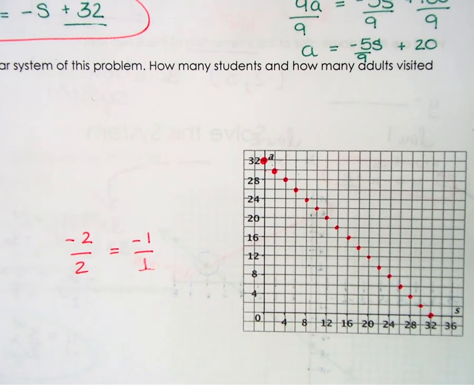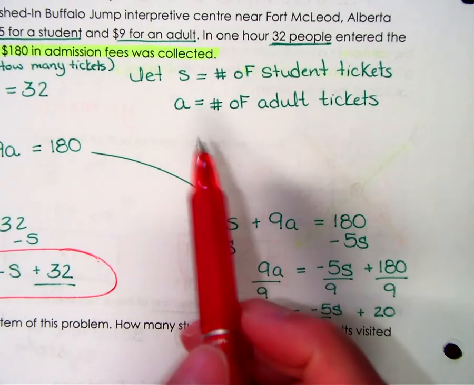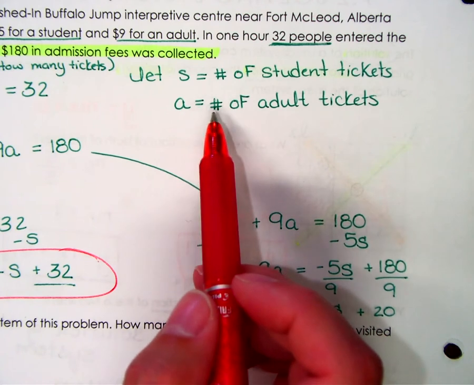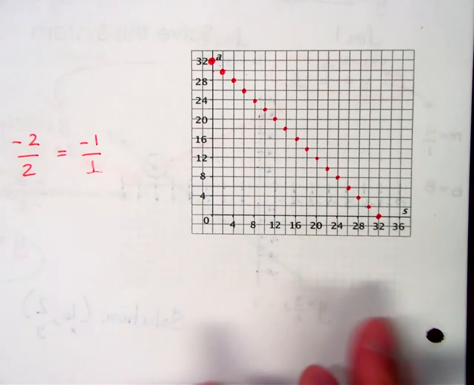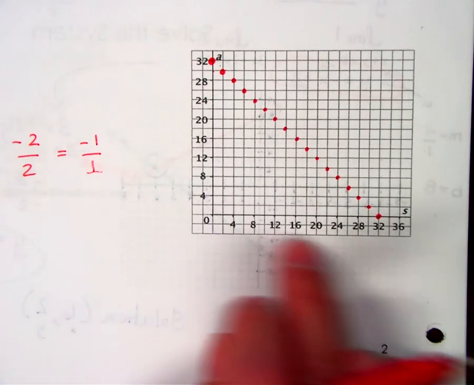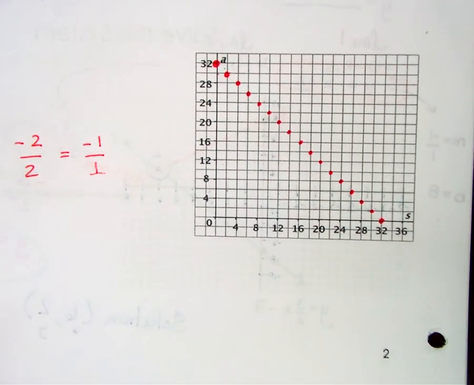Okay, I've got another question for you. Can I have a negative A value? No. What does A represent? It's the number of adult tickets. Can I have a negative number of tickets? No. So that's why when you look at this one, it's only positives. It only has positive values here.